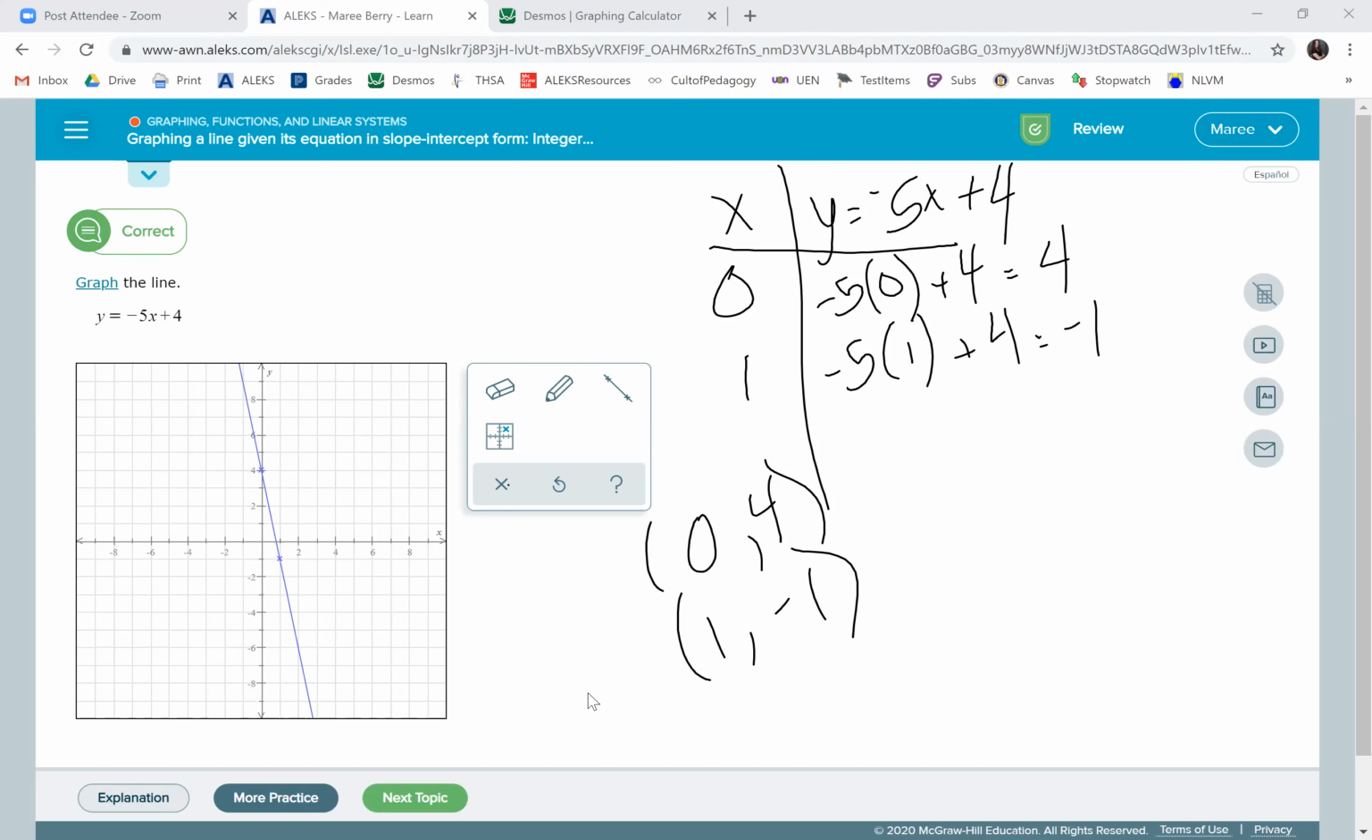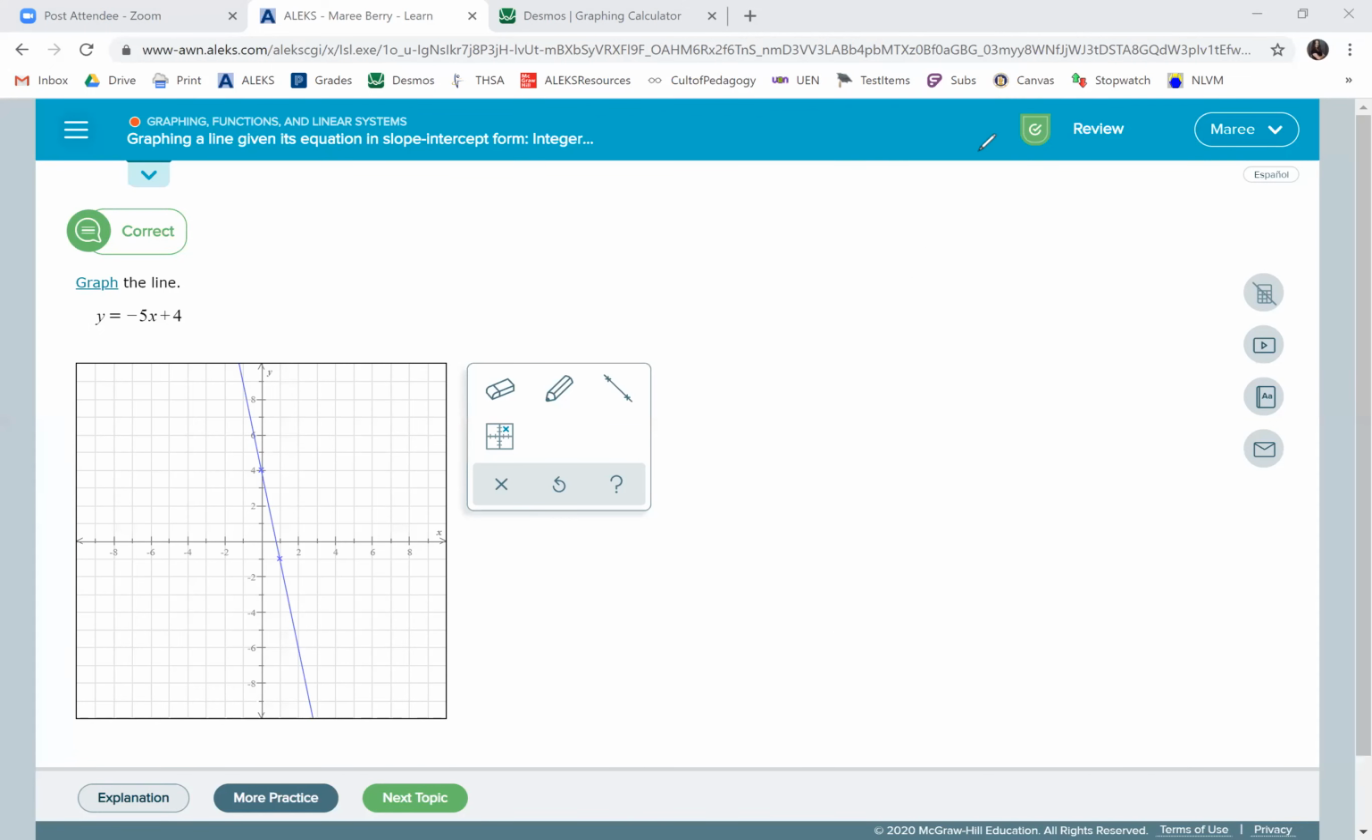Okay, there we go. Okay, so that's the end of that lesson, and good luck getting that done. Hopefully it's understandable. If not, let me know.